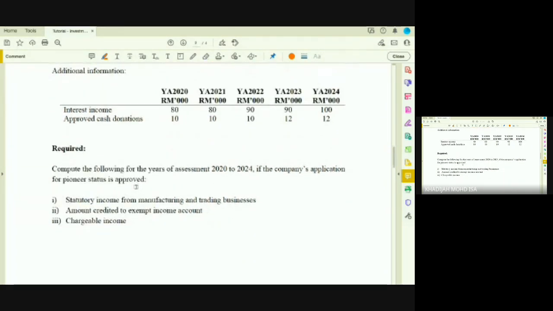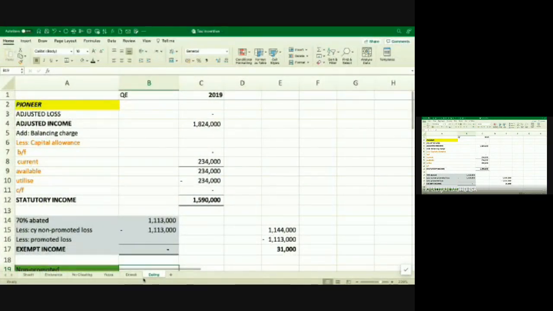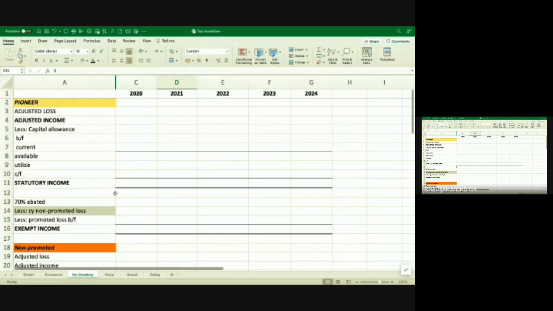Compute the following for the YA. For the pioneer status, statutory income from manufacturing and trading business, amount credited to exempt income account, and your chargeable income. So what you do is always prepare, for example in this case, No Cheating, in a table form. You have 2020, 2021, 2022, 23, and 24. On the first side, remember that you always type your pioneer status. So I suggest that you always have 2 lines, one for adjusted loss and then adjusted income.